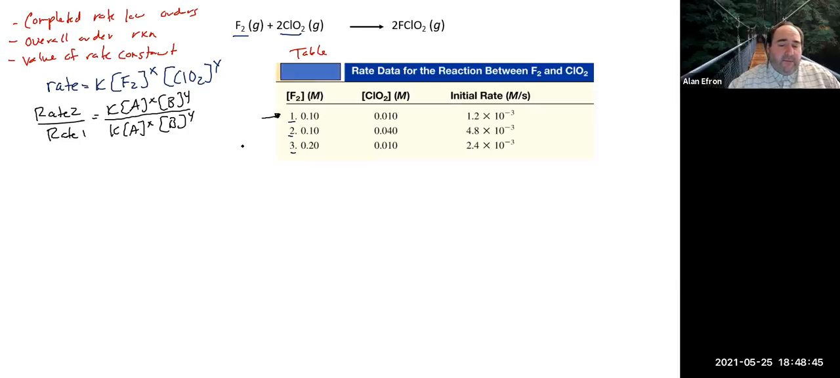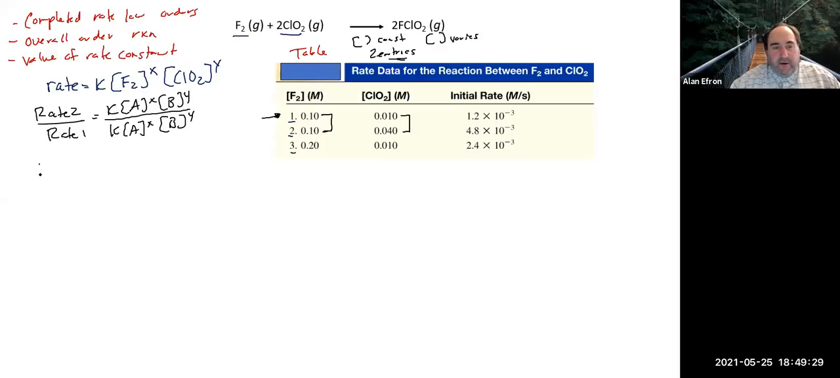So we want to minimize the number of unknowns we have. When we do that, we want to go to the table and find 2 entries where one of the concentrations remains constant and one concentration varies. If we look at this table, we can see that F2, for example, remains the same concentration in experiments 1 and 2, but the concentration of the other reactant does vary. So we're going to use those two to help us figure out the ClO2's order.